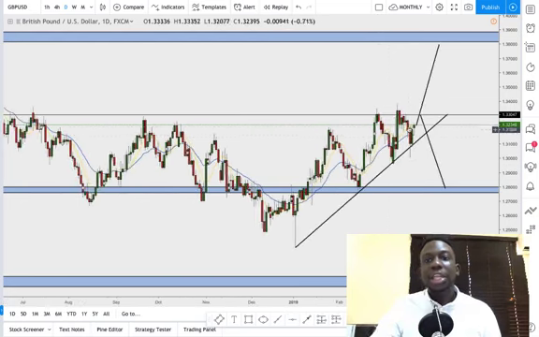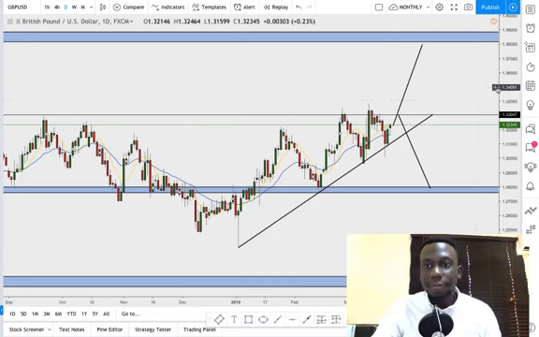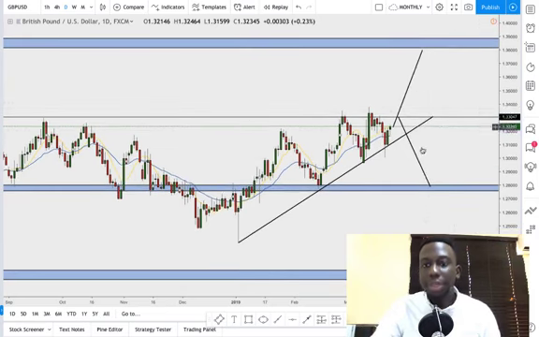So ladies and gentlemen, GBPUSD in a nutshell, looking 50-50 at the moment. We can break to the upside or we can break to the downside.